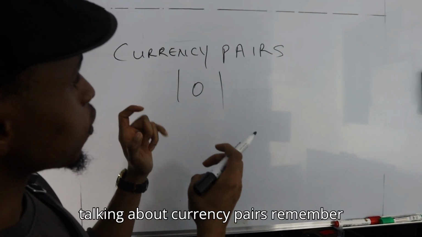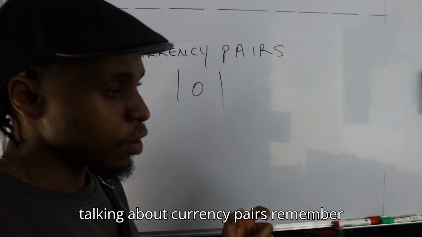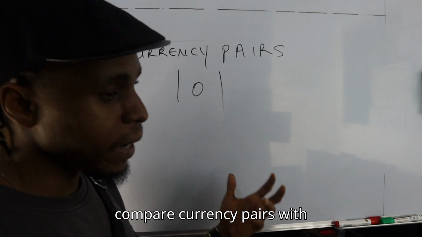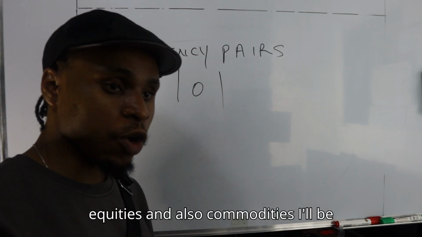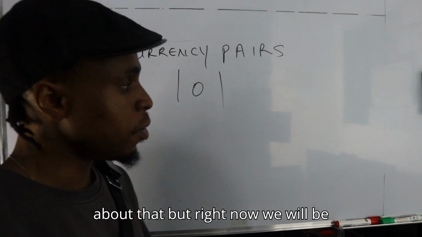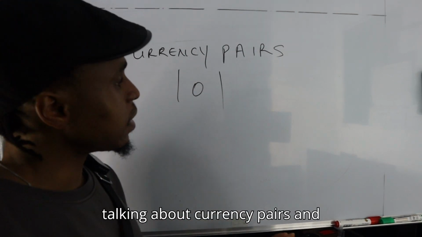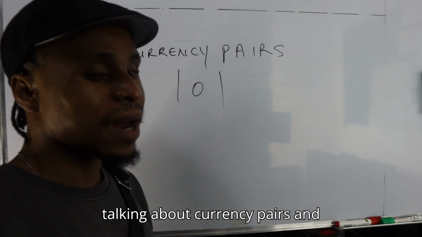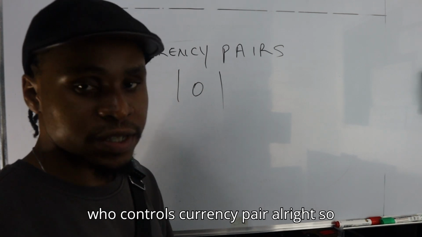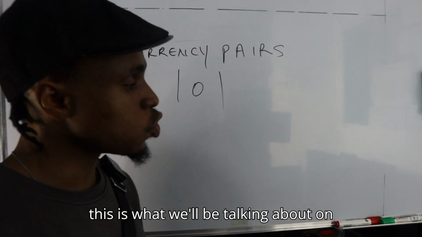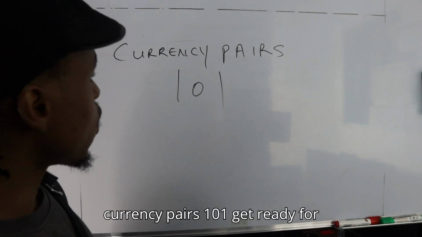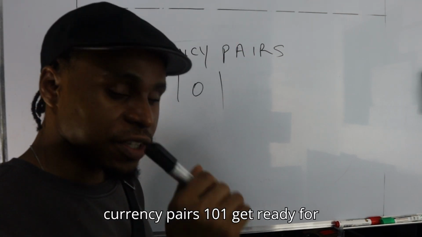But here we'll be talking about currency pairs. Remember, I said we are going to compare currency pairs with equities and commodities. I'll be showing you on the chart what I mean by that. But right now, we will be talking about how currency pairs are made up and who controls them. So, currency pairs 101. Get ready for that.